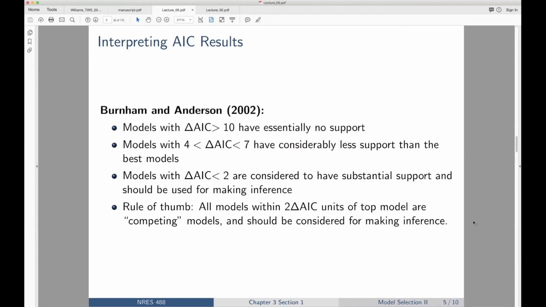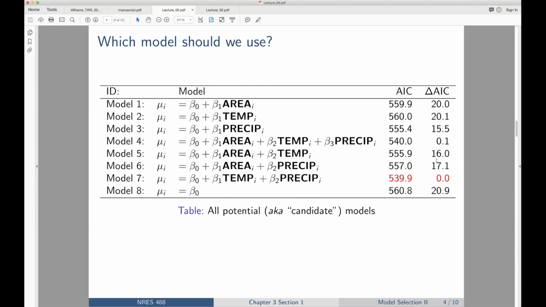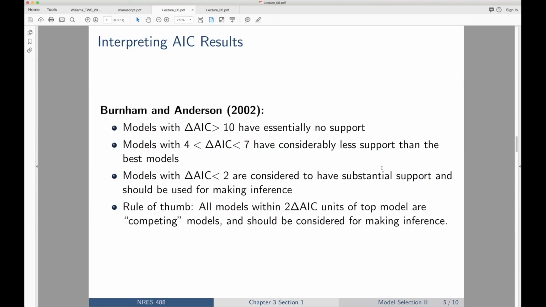Here are some notes on interpreting the results. When we have AIC values that are very close together, for example, temp and precip, and area, temp, and precip, the AIC for area, temp, and precip is 540. The AIC for temp and precip is 539.9. These are 1/10 apart. When we have them that close, we have to make some choices. And here are some notes on interpreting these models based on these choices.